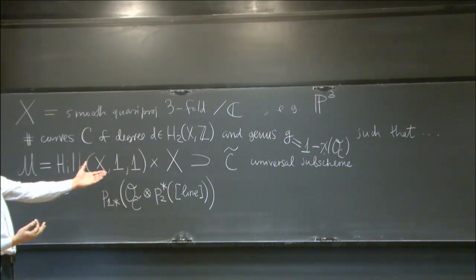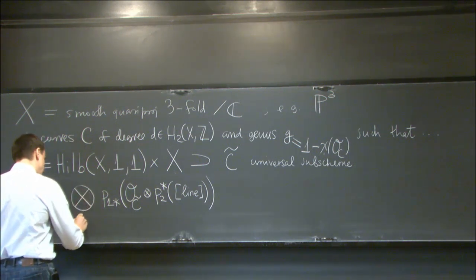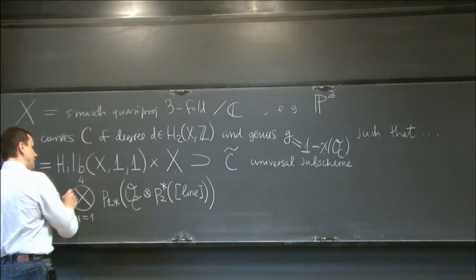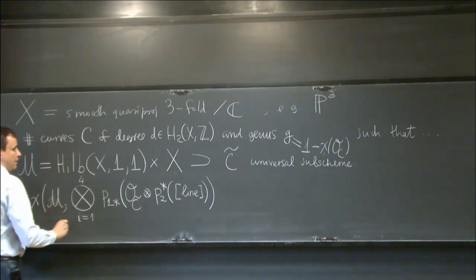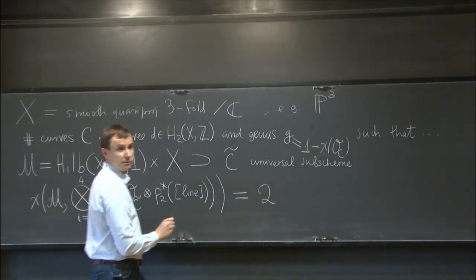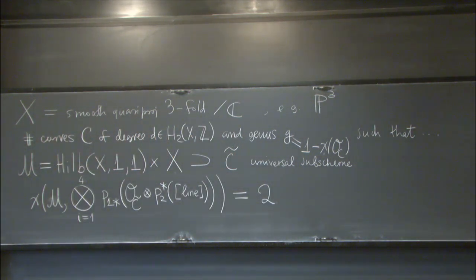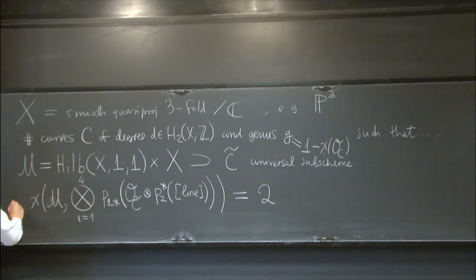If we wanted to stack four such, well, we'll tensor them up. All the tensor products are in K theory. We take four of them and compute the Euler characteristic. And of course, the number will be two. The reason it's very easy to do this, otherwise geometrically, is of course that this particular moduli space is just a Grassmannian. A line in three space is the same as a two-plane in four-dimensional linear space, Grassmannian G(2,4).